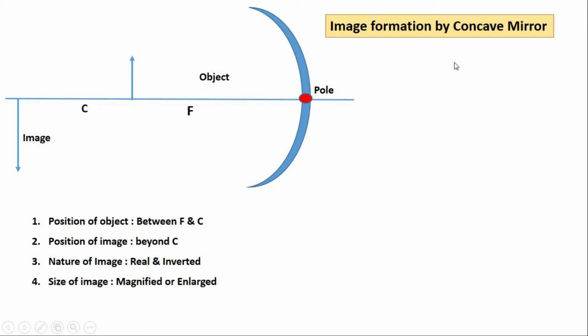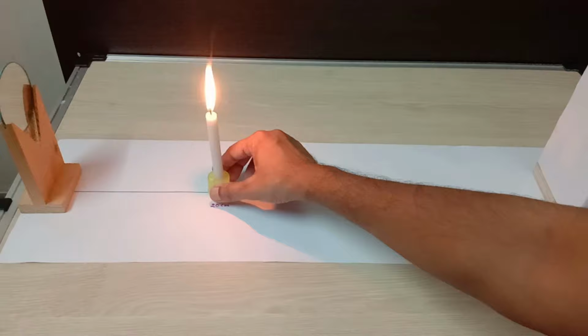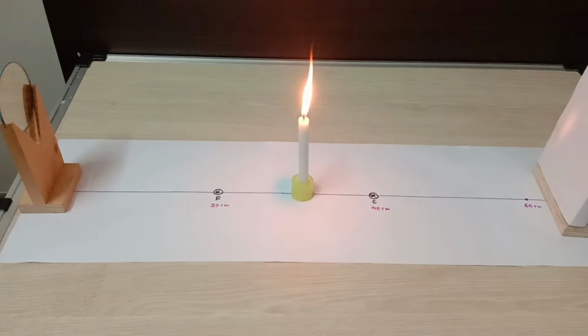The object is kept between F and C, so the image must be real and inverted. It should be beyond C, and the size of the image must be larger than the object.